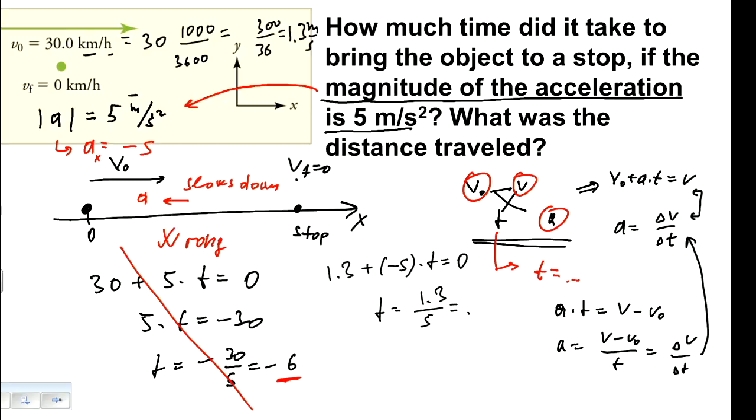How do you get 8.3 divided by 5? Speak louder. Okay, 8.3 divided by 5. 1.66 seconds. Thank you. So, what is the distance traveled? Why did we need to calculate this time? Well, because now we can calculate the distance.